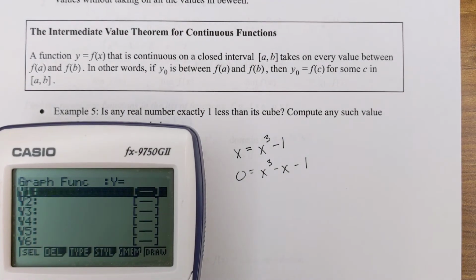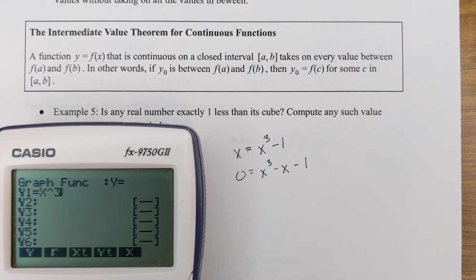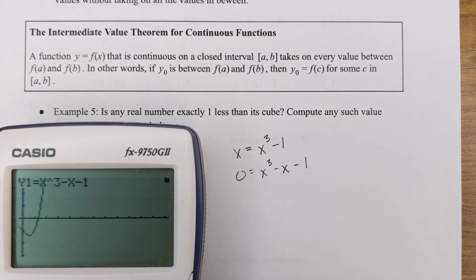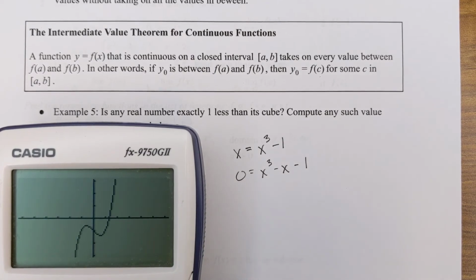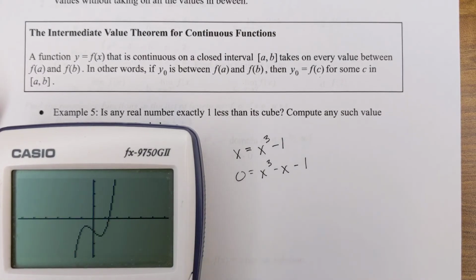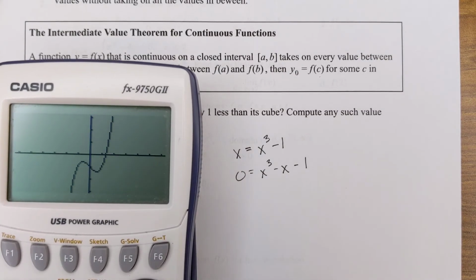So if I graph x cubed minus x minus 1, it looks like this. Let me reset the zoom with window, initial. There we go. So there's my graph. The solution is where it crosses the x-axis. On a Casio, you can find that by pressing G-Solve, F5, and then if you notice the very first option over here, F1 is root. So I press that and it'll automatically find it for me.